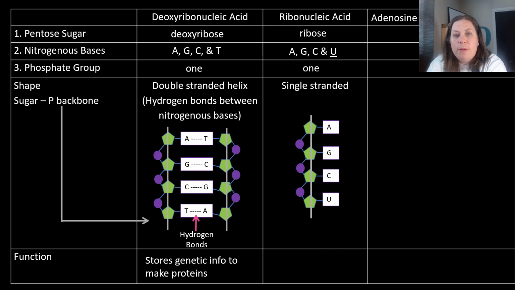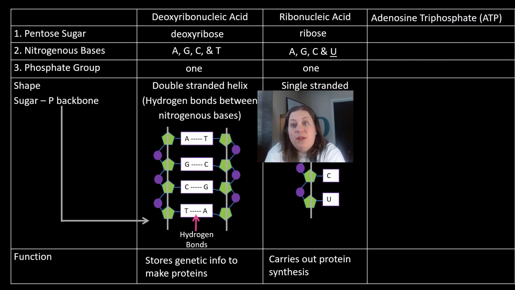We see that it forms a sugar phosphate backbone. So it goes sugar, phosphate, and we see that both in DNA and RNA. Now for RNA, this is going to carry out the actual process of protein synthesis, the making of proteins. RNA is critical in that process.